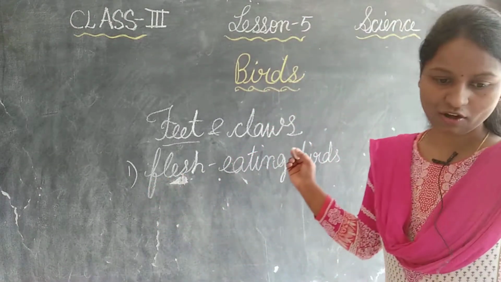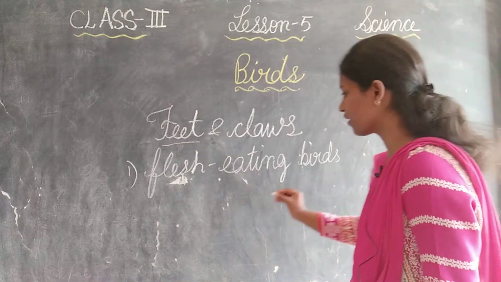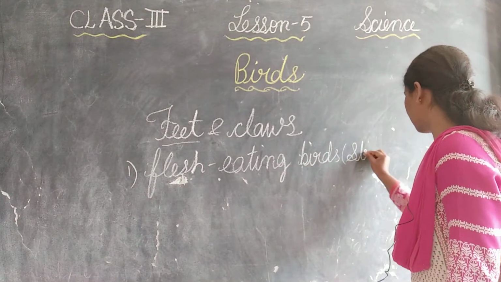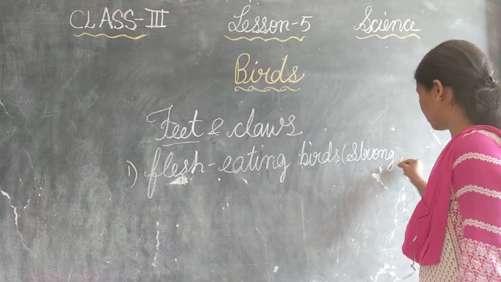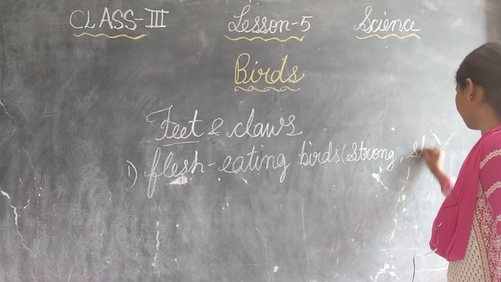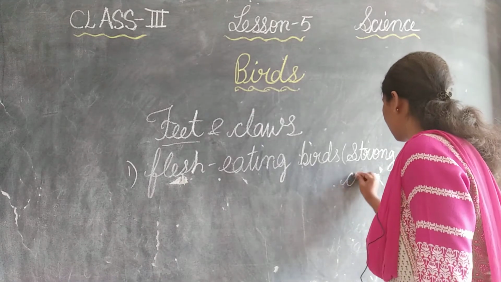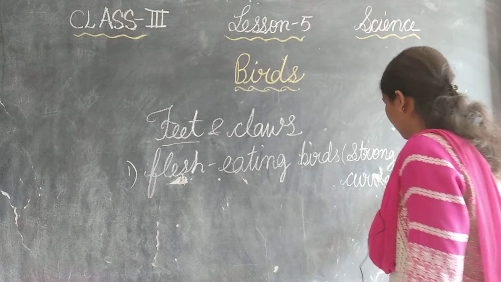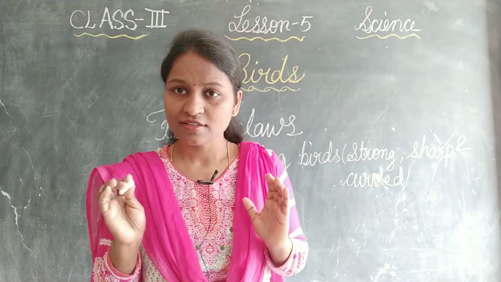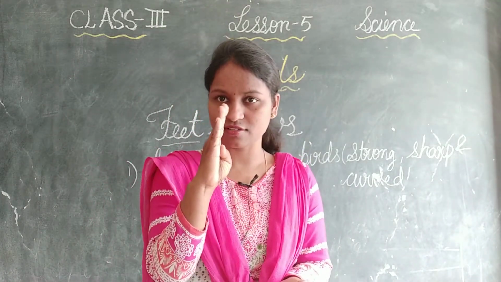claws. Yes, how will their claws be, children? The claws are very, I can write here: strong, sharp and curved. One thing is strong, which is not very flexible, which is very strong. One thing is curved. This is straight, this is curved.